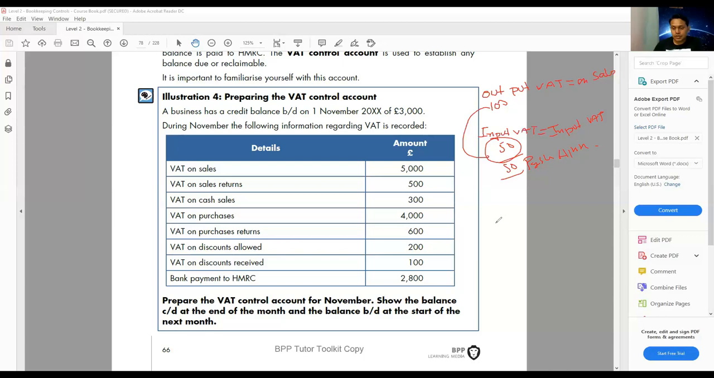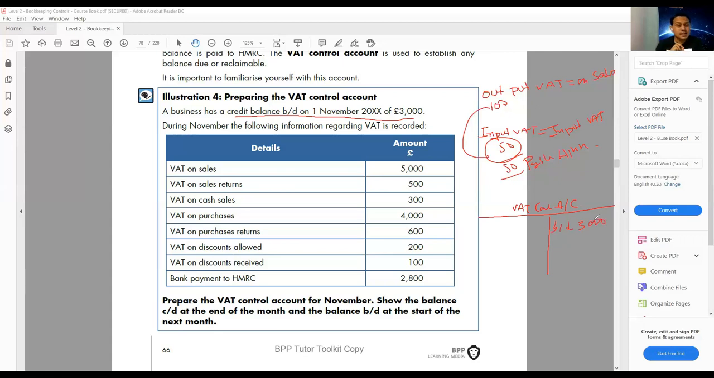In control account, we prepare a T account and we call it VAT control account. Remember, the opening balance is always a credit balance until the question says it is a debit balance. For example, in this illustration, they said a business has a credit balance of 3000. Even though the question already said credit balance, we are writing it on the credit side.